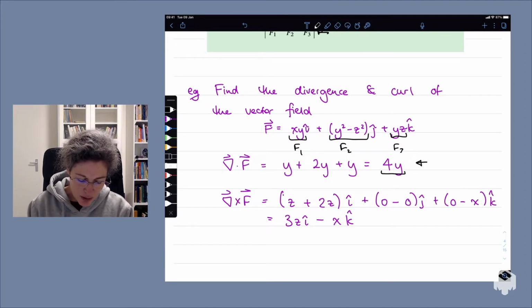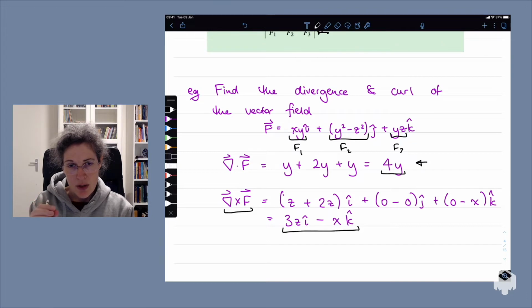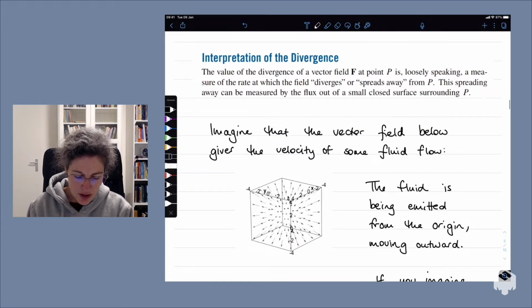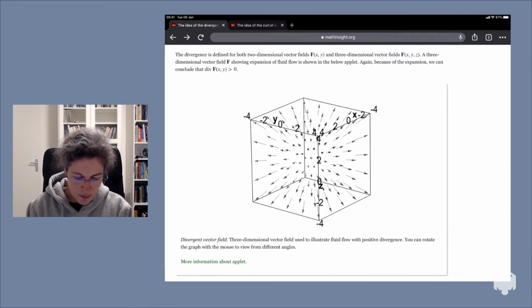On the other hand, if we look at our curl over here, we end up with a vector. So it's clear that there's nothing quite as clear in our interpretation of these as there was for our gradient. So we need to spend a little time looking at what each of these things really is all about. So let's start by having a look at the divergence, and I'm going to suggest that we head over to a very good website that I've found called Math Insight. Highly recommended if you're wanting to get some intuition about this.